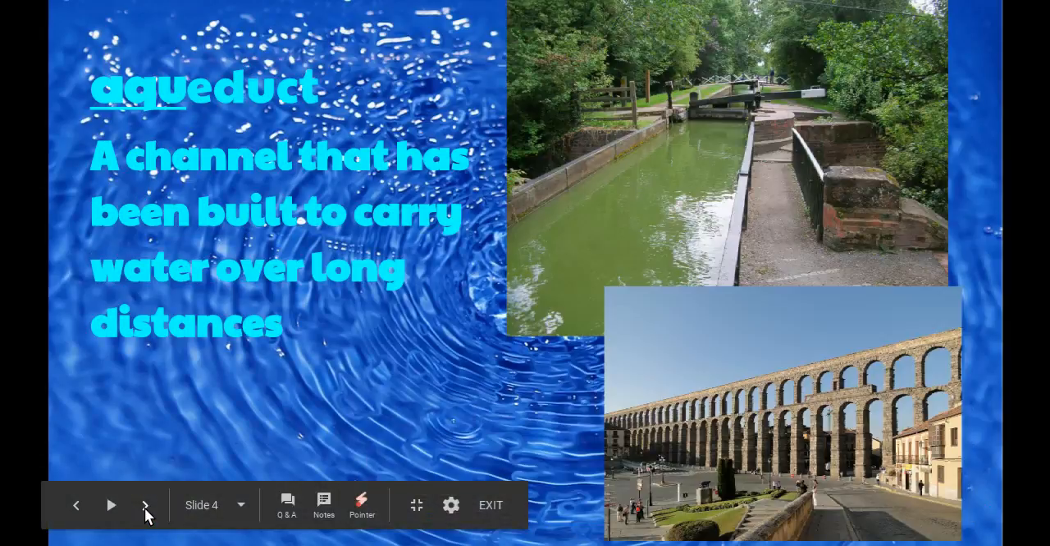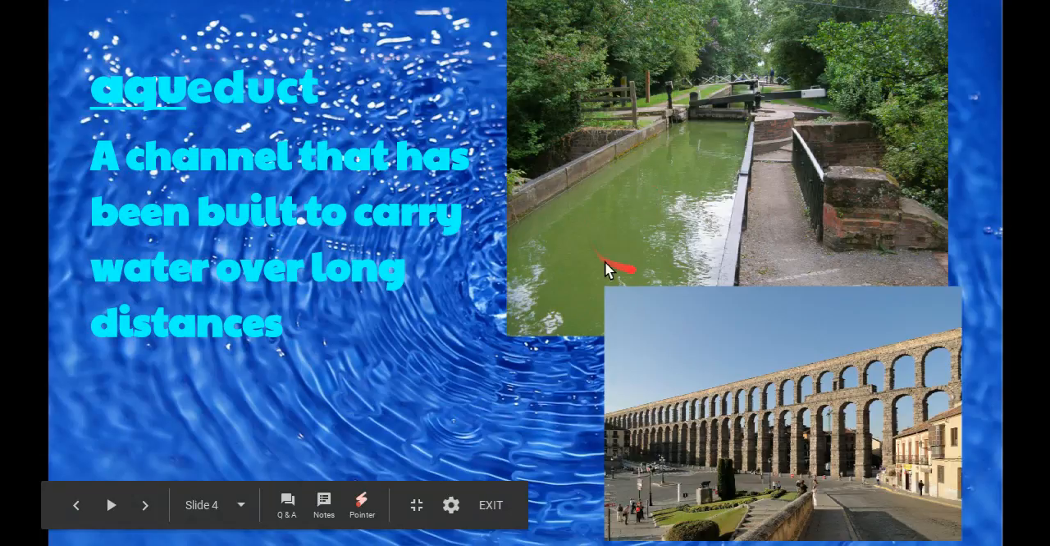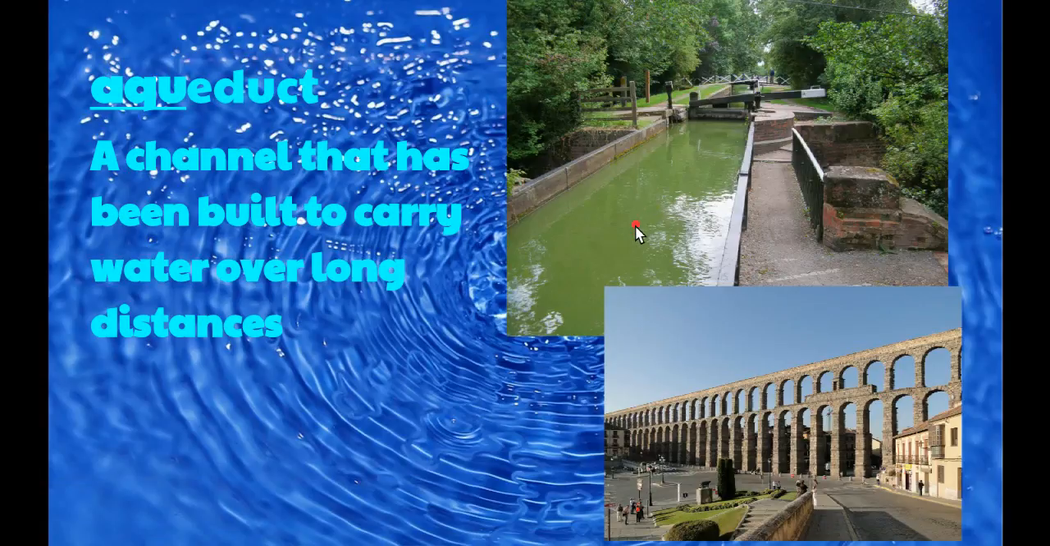Your next word is aqueduct, and this is a word you probably aren't familiar with. This is a channel that has been built to carry water over long distances. So in this picture here, you can see the aqueduct. This is a channel or an area that has been built to carry water.